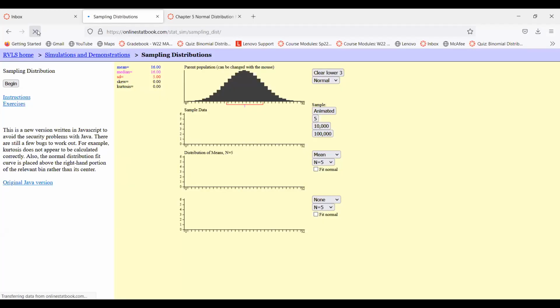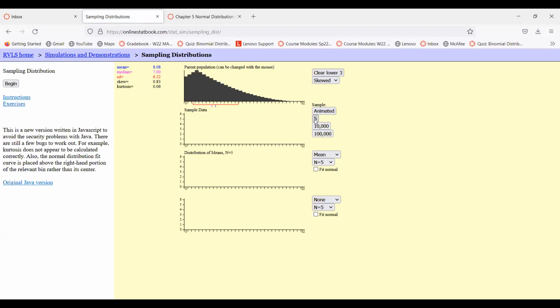So let's take a look at this simulation. Suppose I have a distribution which is not normal. My goal is to construct a distribution which is normal, but I cannot change the population. This is my population, this is the behavior of my population.